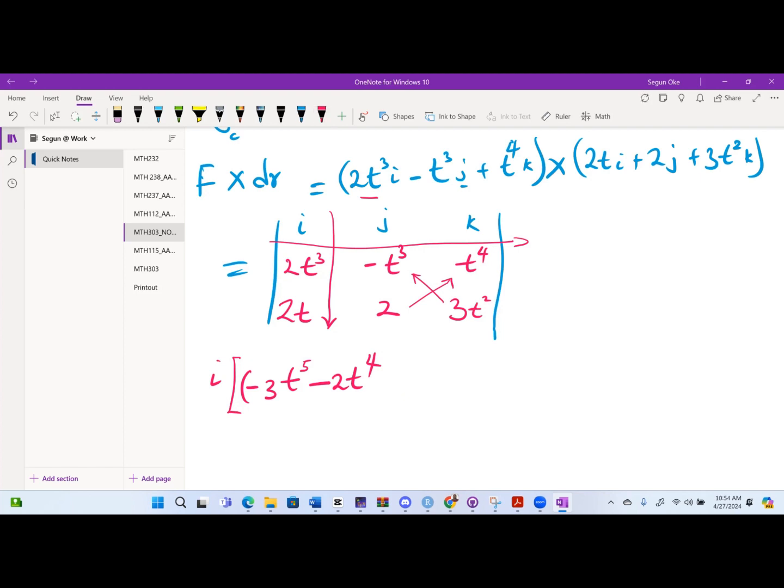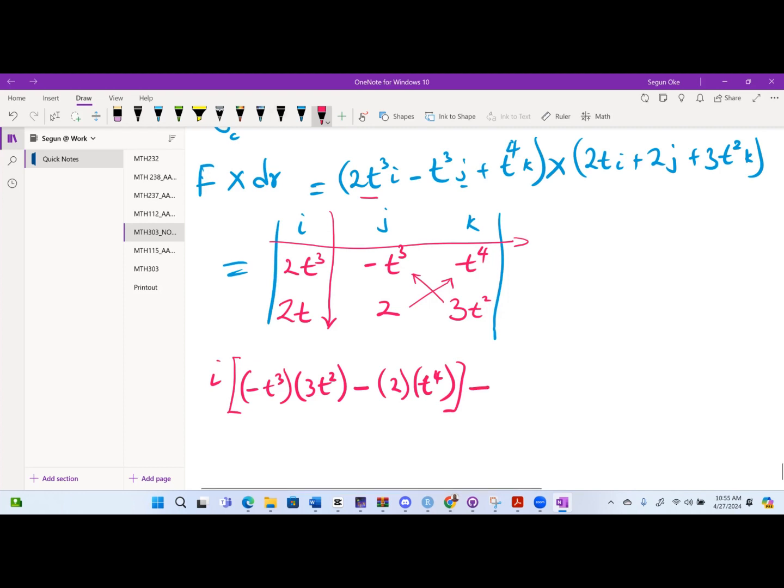Okay, let me do it this way. I can see some of us are not satisfied, but you don't want to talk. So let's do it this way. Minus 3 multiplied by 3t squared, minus 2 into t to the 4. That is i.